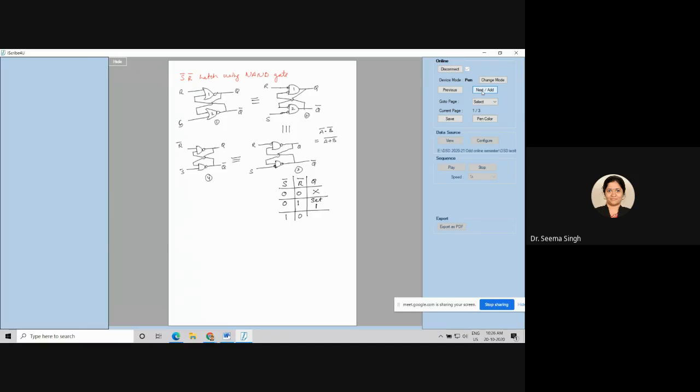And 1 and 0, before it used to be set state, but now it will be a reset state because everything has become opposite. And 1 and 1 used to be indeterminate state. Now it will become a memory state, and memory is nothing but same input, that is no change. So this is your new truth table for S bar R bar latch, right? This is S bar R bar latch.